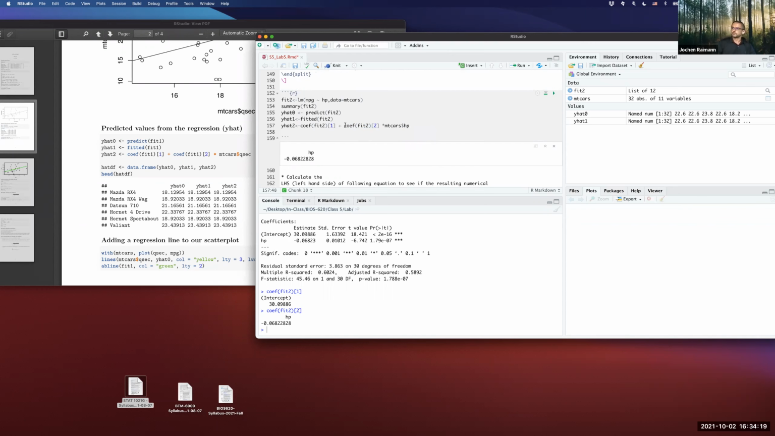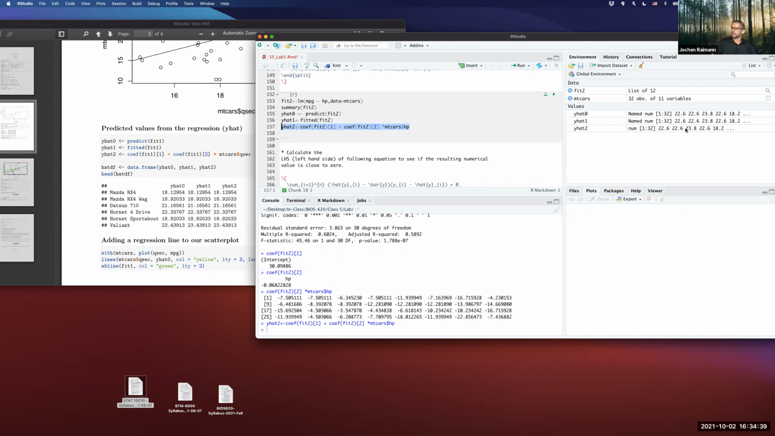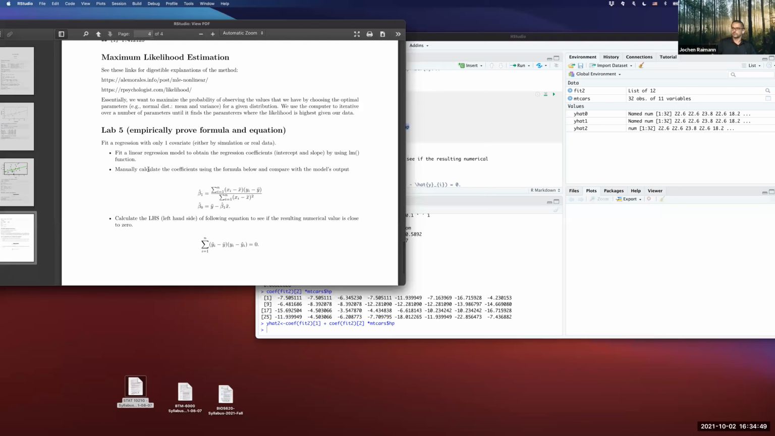Horsepower. This essentially gives us now a list for each entry. We are taking the X values and multiplying them with the coefficient. So this gives us y hat 2, and y hat 2 is consequently what the prediction shows. So we're confirming, just like being asked in the last chunk, to manually calculate the coefficient using the formula below and compare with the model's output.